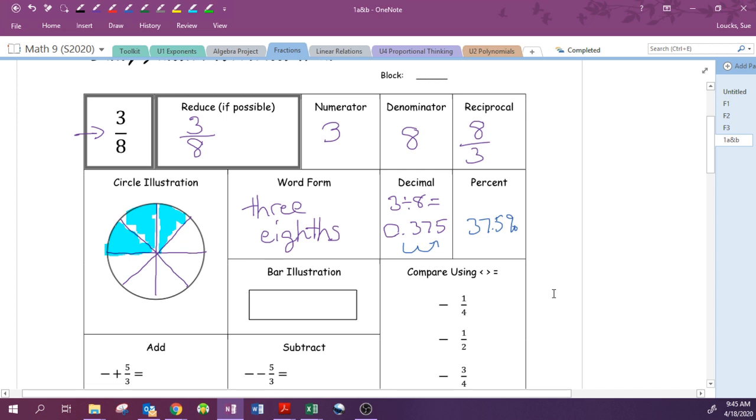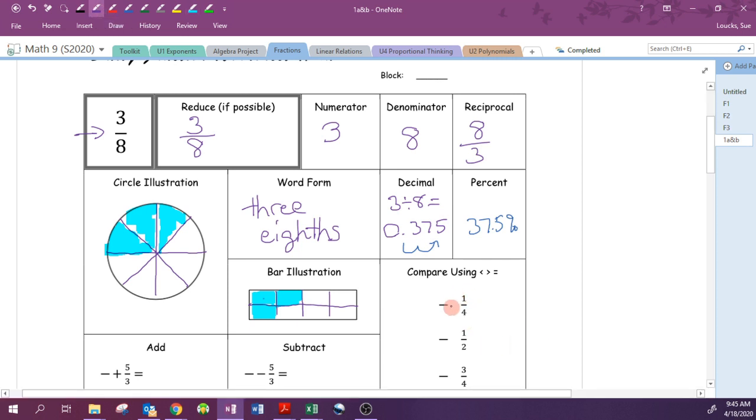The bar illustration is just looking visually at a fraction a little bit differently. So I'm going to divide it into 4 equal-ish sections that way and cut each of them in 2 so that I've got 8 equal sections. And I'm going to color in 3 of them. You can color any 3.